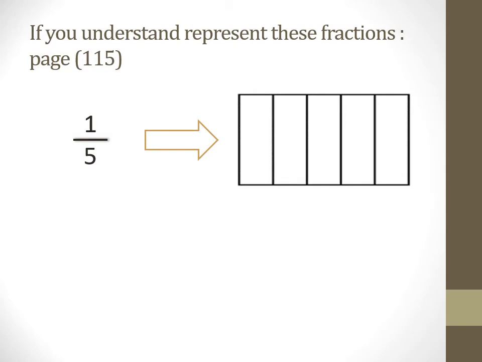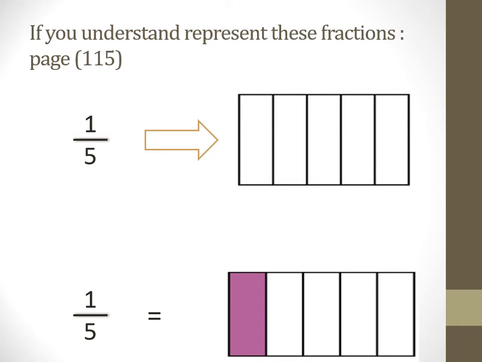Represent this fraction 1 over 5. 1 over 5 means one part of 5 equal parts. Okay, so I color one part from 5 parts equally. Again, I color one part from 5 parts equally.